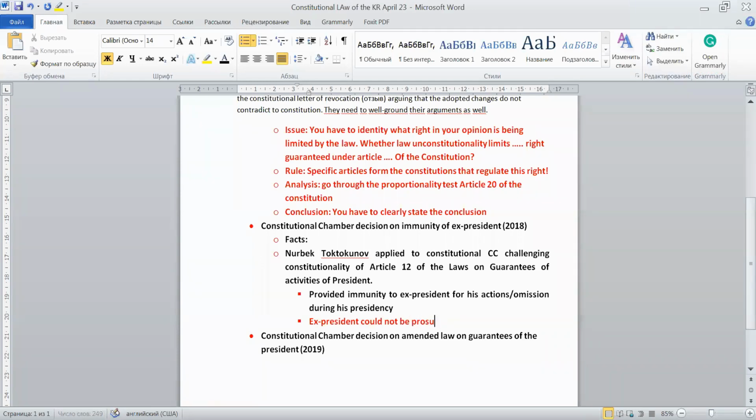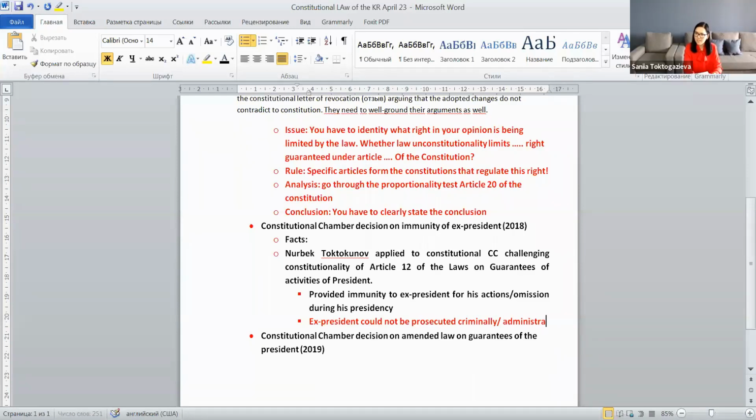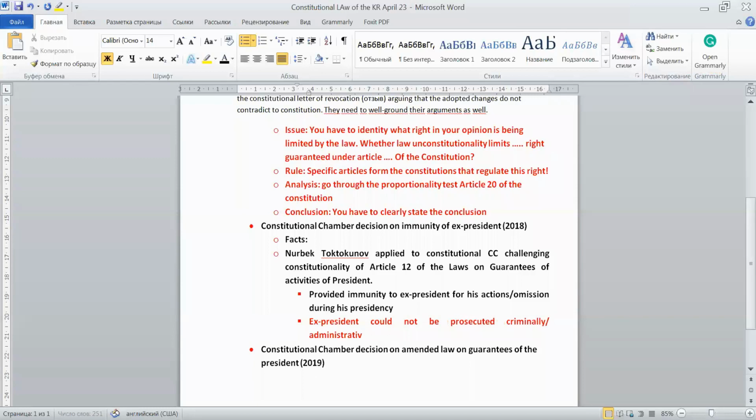Okay. So he cannot be, like, prosecuted at all. Okay. And like his immunity is to spread to his possessions as well, yes? Like the immunity of ex-president used to spread on the possessions of the president as well.